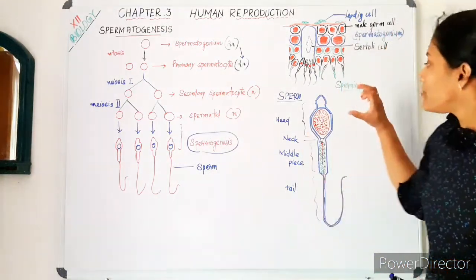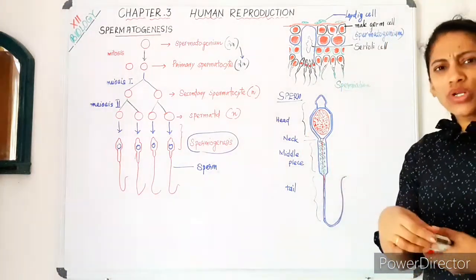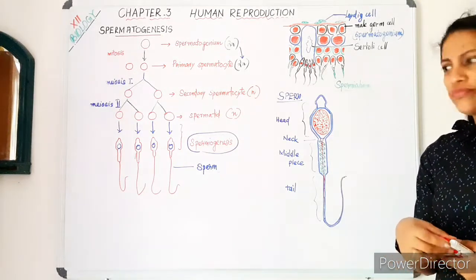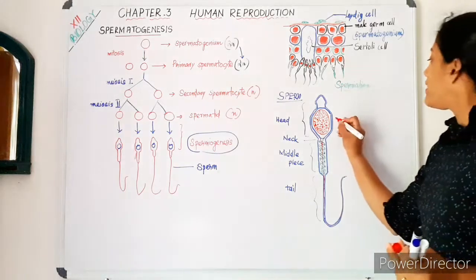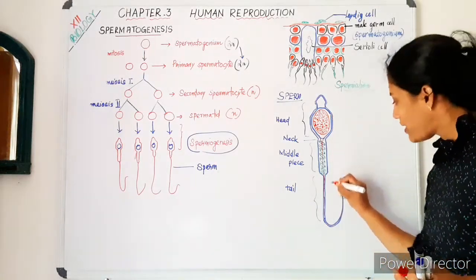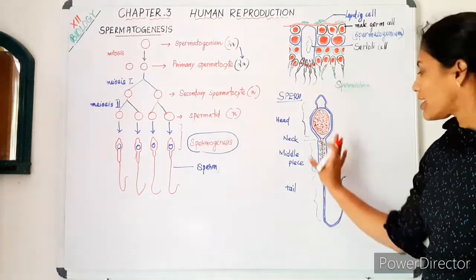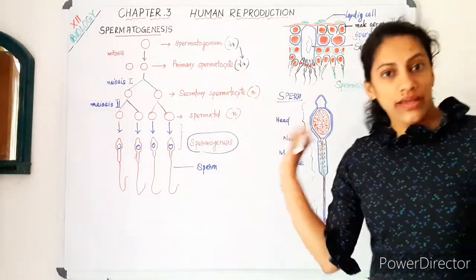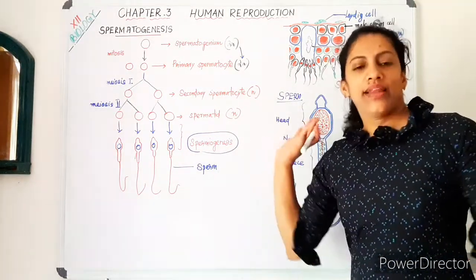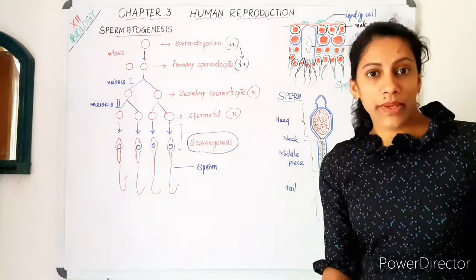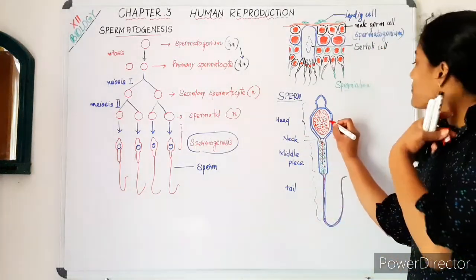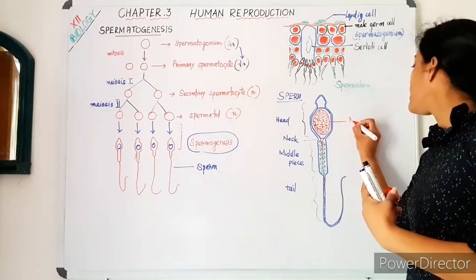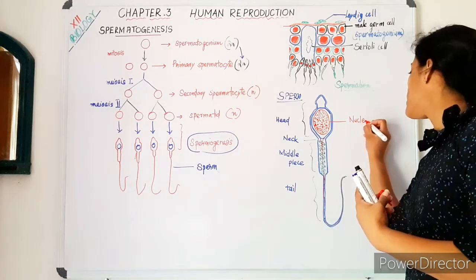Okay, then come to the head portion. What does the head portion consist of? This is fully surrounded by the membrane. Okay, this full structure is a cell. So like any other cell, this is one cell, and like any other cell, it has a cell membrane. Covered by the cell membrane, the sperm head consists of an elongated nucleus.